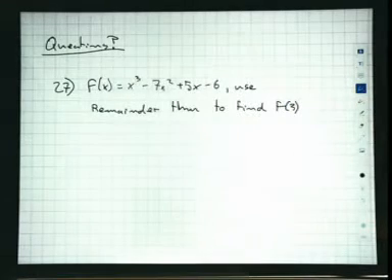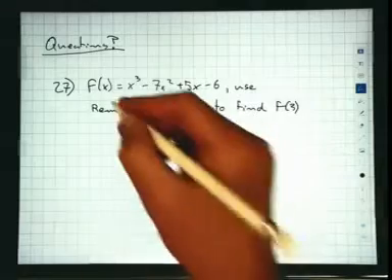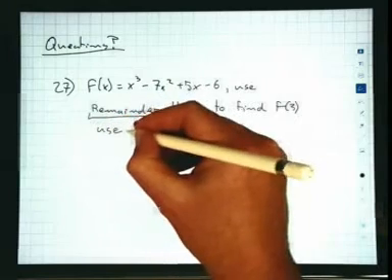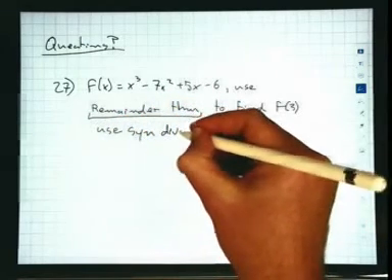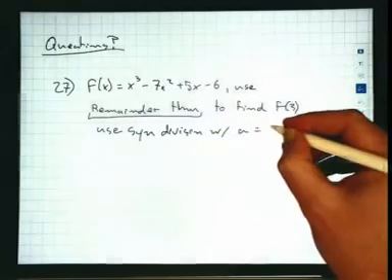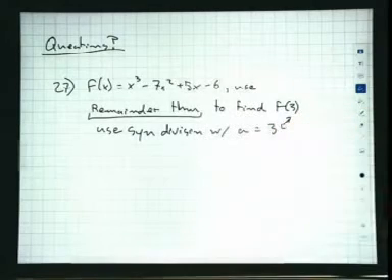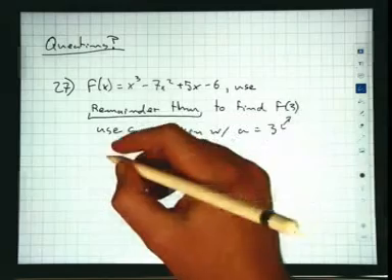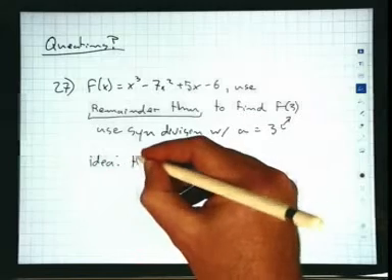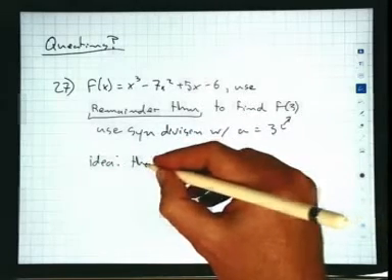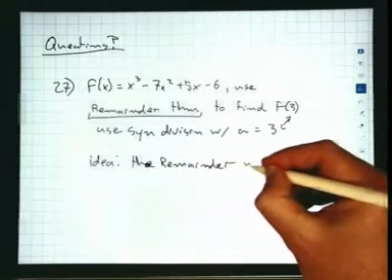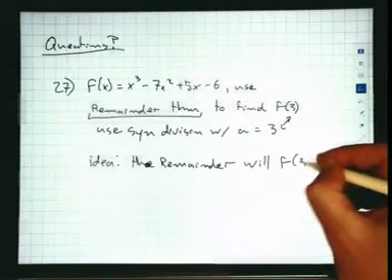Alright, use the remainder theorem to find f at 3. So the remainder theorem basically is going to be saying to use synthetic division with a equal to 3, our f of x right there. Here's the idea that we're trying to do. The idea is that the remainder will be f at 3.